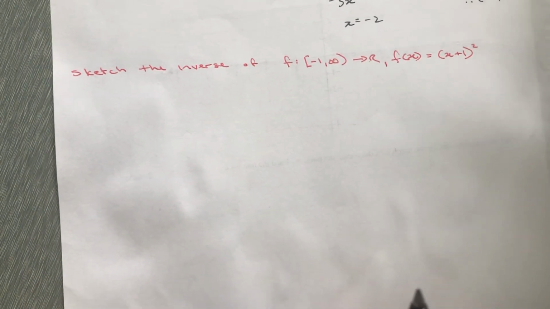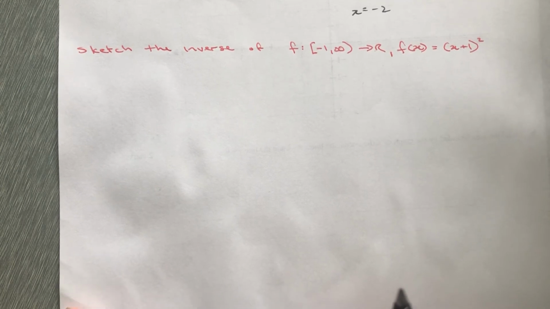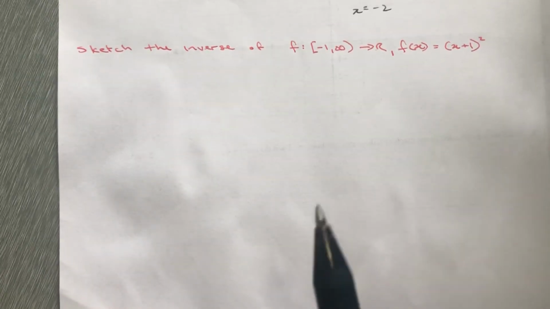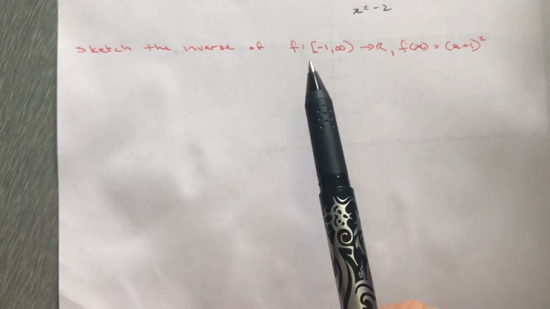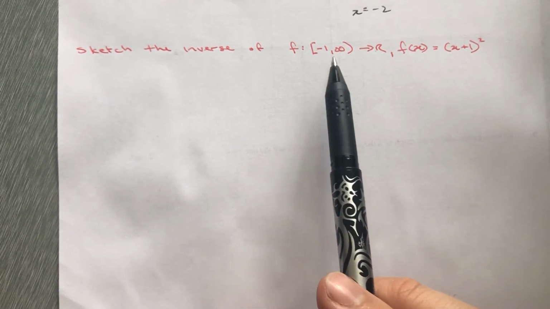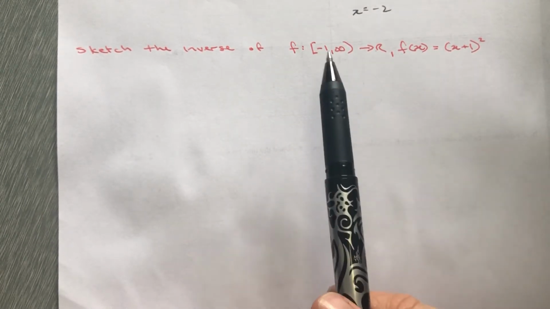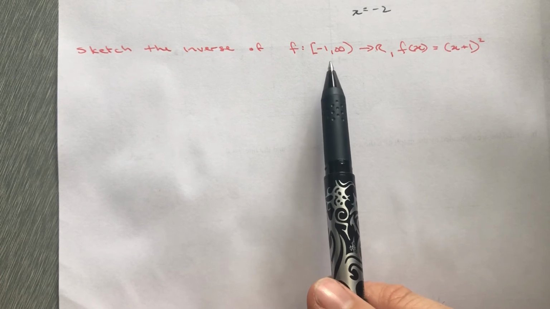Alright, so let's have a go at this one here. Now this one isn't linear, this one is quadratic. It's going to be a parabola, except we can see that we've been given mapping or function notation here, and it's specified a domain.